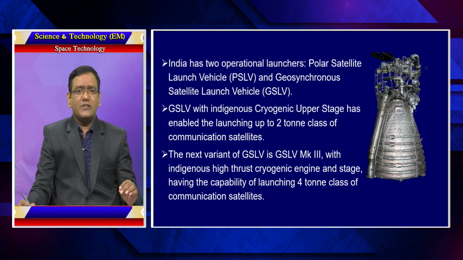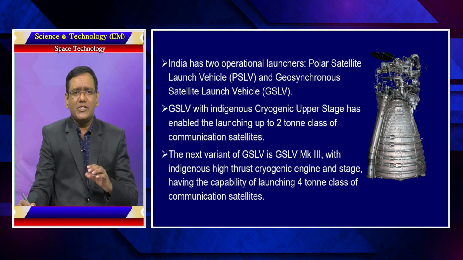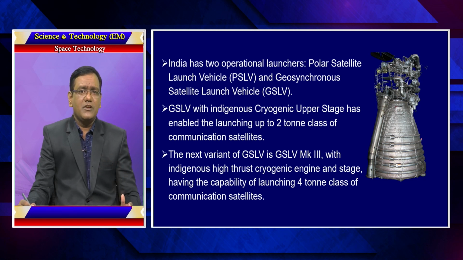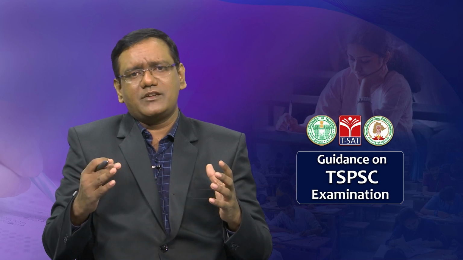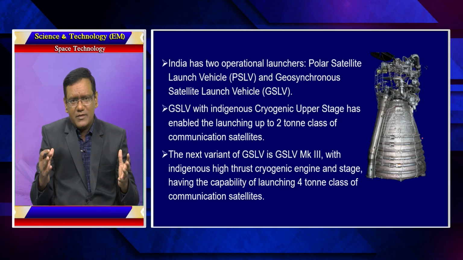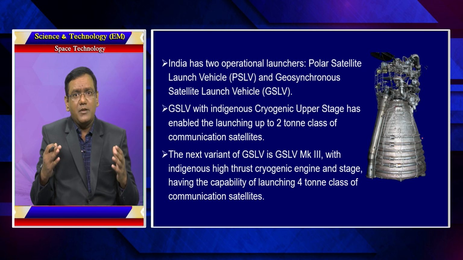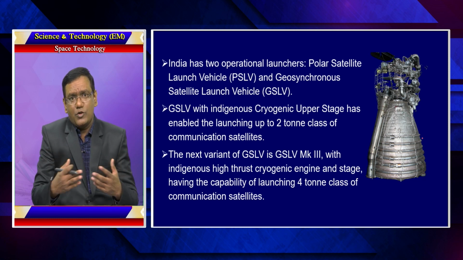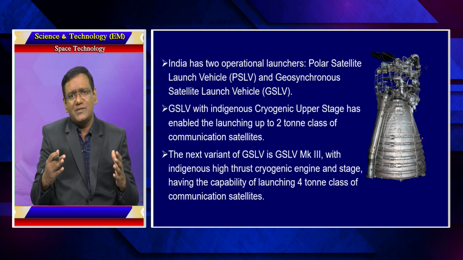The next variant of the GSLV is the GSLV Mk3 with the indigenous high thrust cryogenic engine and a stage having the capability of launching 4-ton class of communication satellites. If we want to use a bigger satellite, obviously the satellite's weight would increase. A smaller satellite will have less weight, bigger satellites will have more weight. So more weight means we need a powerful launcher. Powerful launchers mean we need powerful engines. So what is the powerful engine that we could use? The cryogenic engine is the most powerful engine.